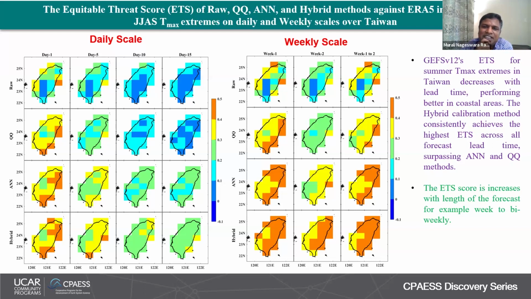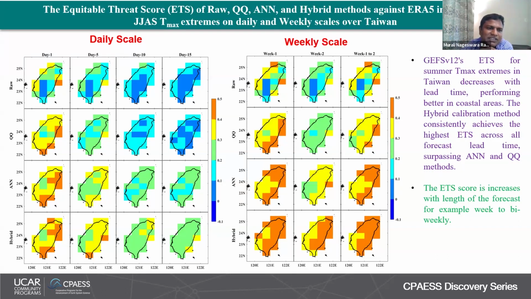Suppose, for example, the observation shows 3 days, and the model predicted shows 4 days. Then the hit rate is 3, false alarm is 1, correct negative is 7 minus 4, which means 3, and miss is 0. Like that I have calculated the contingency table in the weekly case. For week 1 to 2, I have considered the 14-day case.